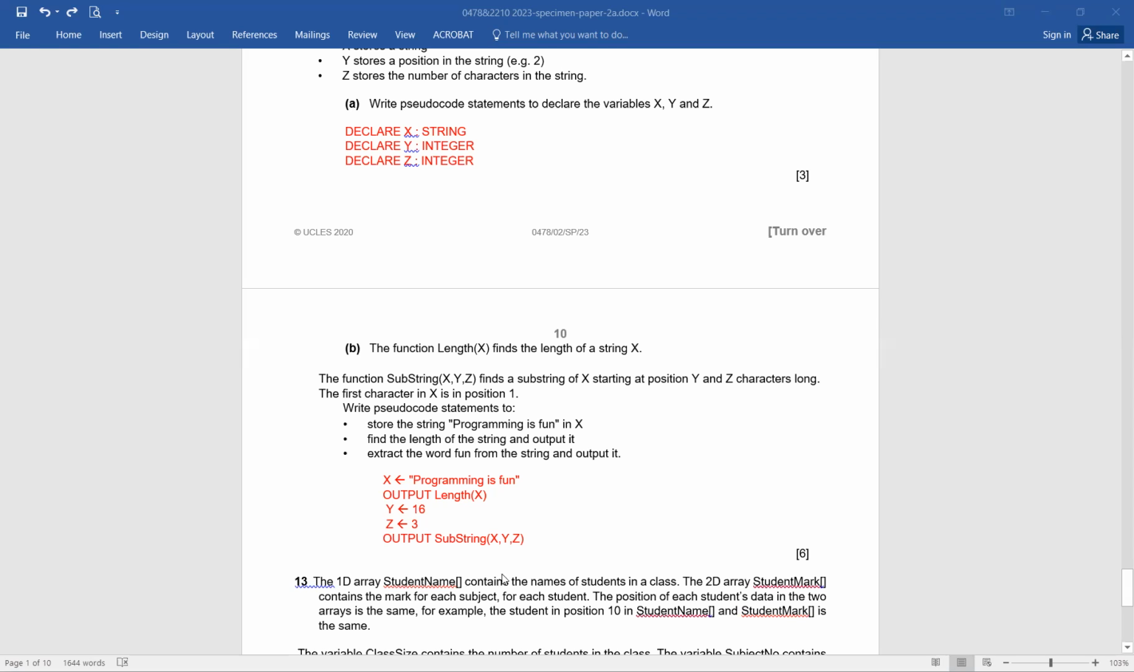Now the 13th question is your scenario-based question. Normally this is the last one. It is mostly composed of 15 marks, so we will discuss it in a separate video. I hope that you are clear with this one. And remember the tips that I have given you.